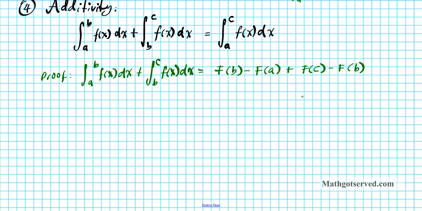All right, let's see if we can simplify this. If you notice, the antiderivative of f at b cancels out. And I can switch the order of this expression right here. I can write this as antiderivative of f at c minus the antiderivative of f at a. Okay, now using the reverse of FTC part 1, I can write this as the definite integral from a to c of f of x dx. So you can see that the additivity rule is in fact accurate.